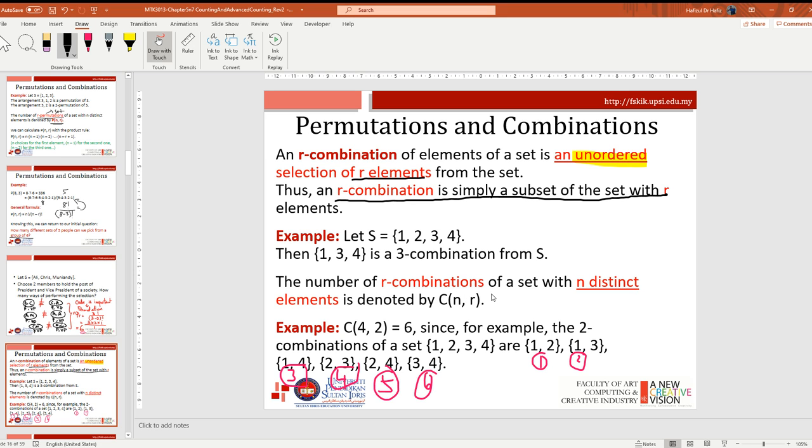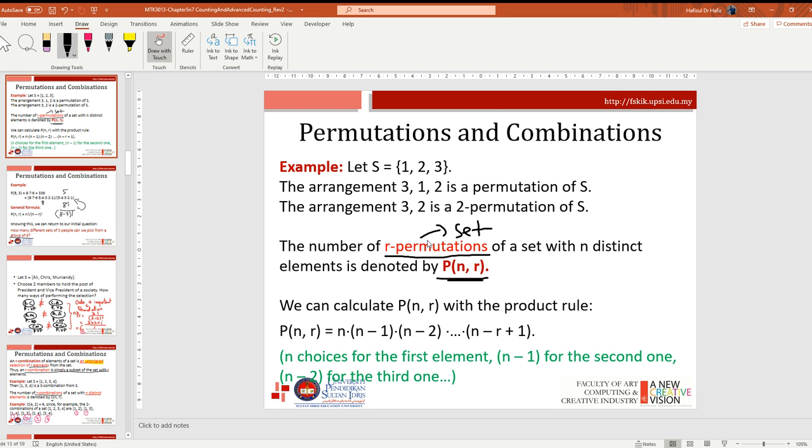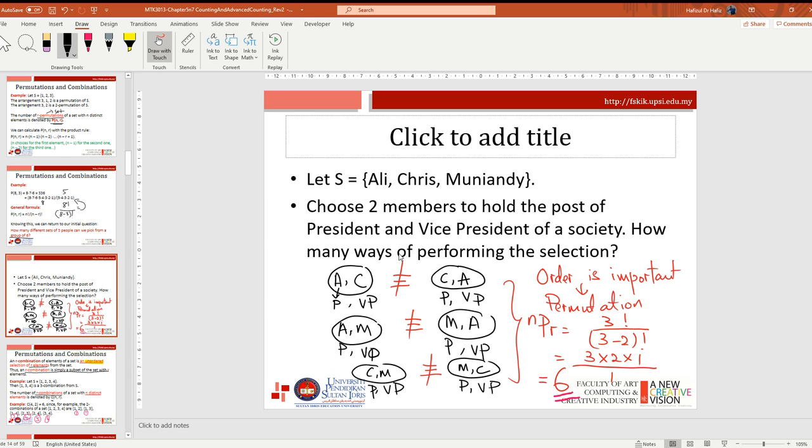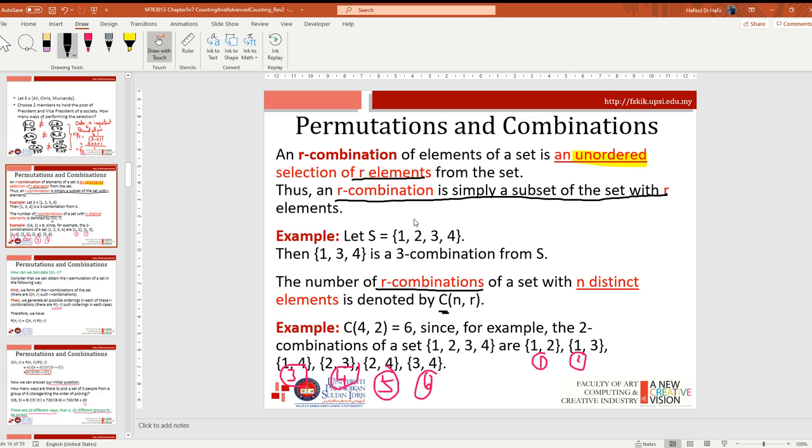The r-combination of n distinct elements is denoted by C(n, r). C is combination. Please remember, for the r-combination and r-permutation, r is for the set. We have C(4, 2), which is equivalent to 6. For example, for the 2-combination of the set 1, 2, 3, 4, we list all the possibilities: 1, 2; 1, 3; 1, 4; 2, 3; 2, 4; and 3, 4.